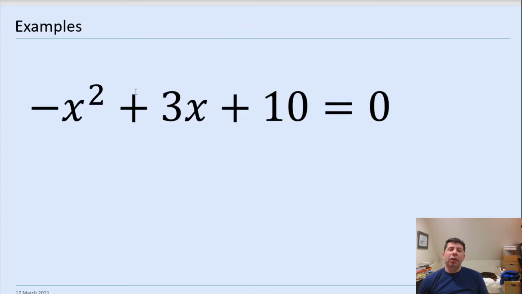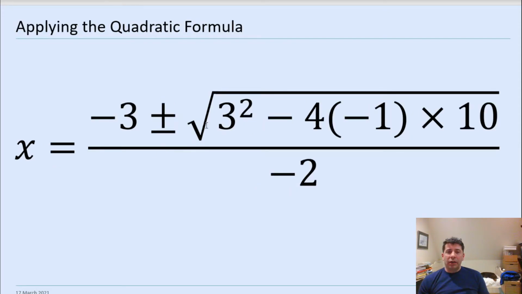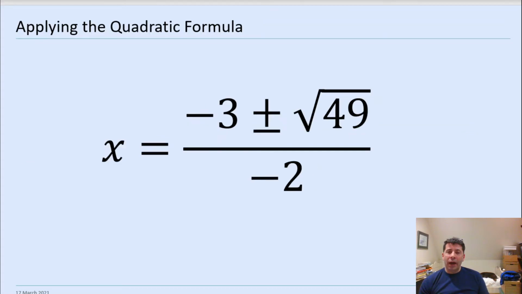Okay. Here's another. Minus x squared plus 3x plus 10. So in this case, a is minus 1. It's not 1. B is 3. C is 10. So we pop these in. Okay. Minus 3 plus or minus the square root of 3 squared, b squared, minus 4ac. So minus 4 times minus 1 times 10. So that's plus 40, because there's two minus signs, and a minus times a minus is a plus. So it's 9 plus 40, minus 3 plus or minus the square root of 49 over minus 2.